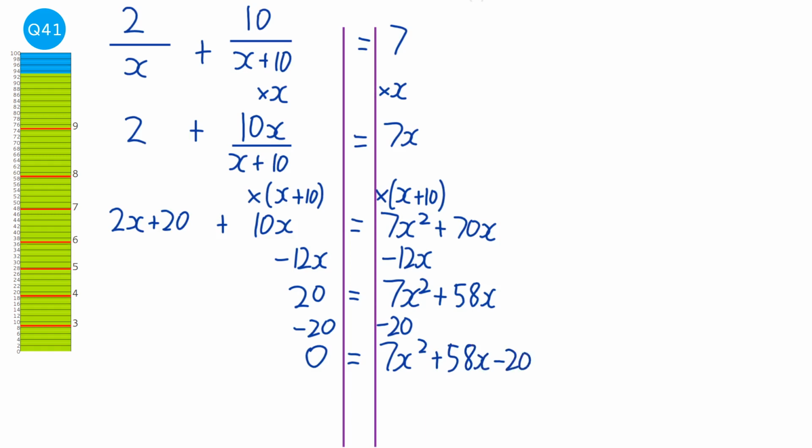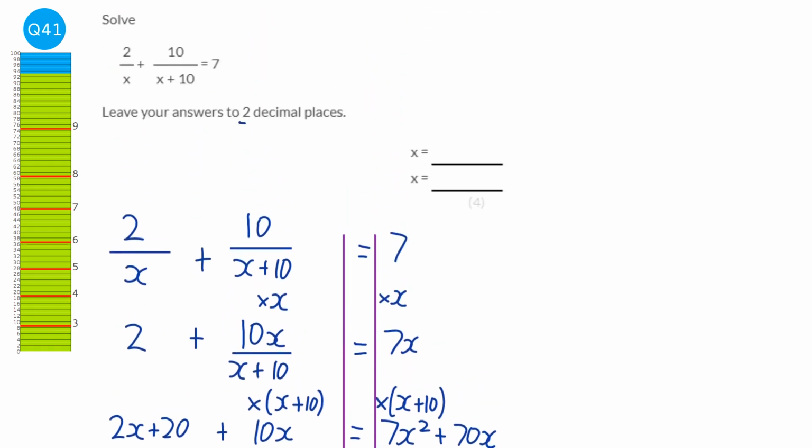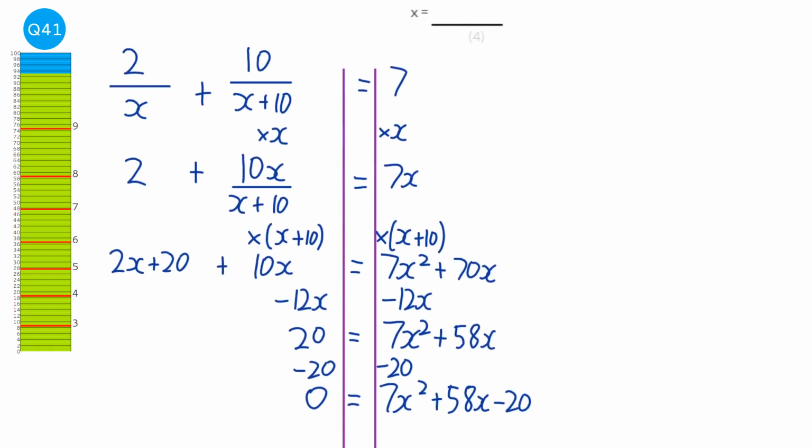Right, now, little hint in the question, it says, write your answer to 2 decimal places. That normally means we're going to be using the quadratic formula, and looking at this question, it doesn't look like we can factorise it. So, quadratic formula, we need to know what a, b and c are. A is the coefficient of the x squared, which is 7. B is the coefficient of the x, which is 58. And c is the number on its own, which is minus 20.